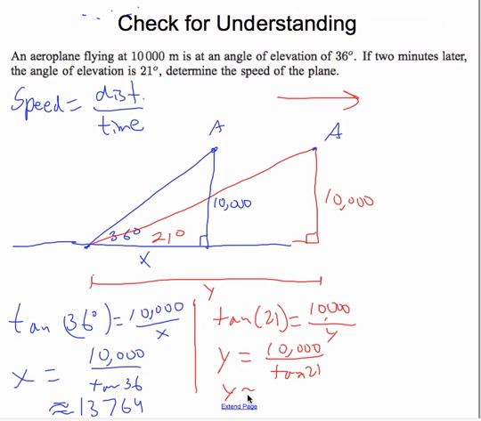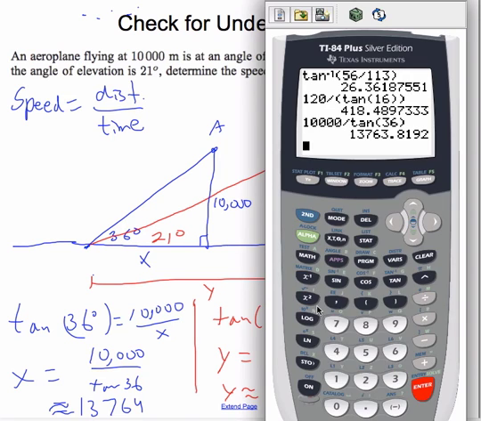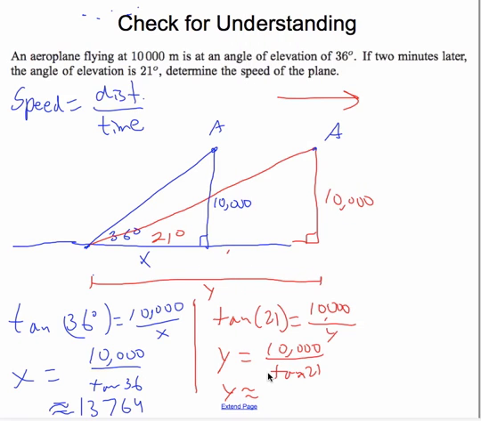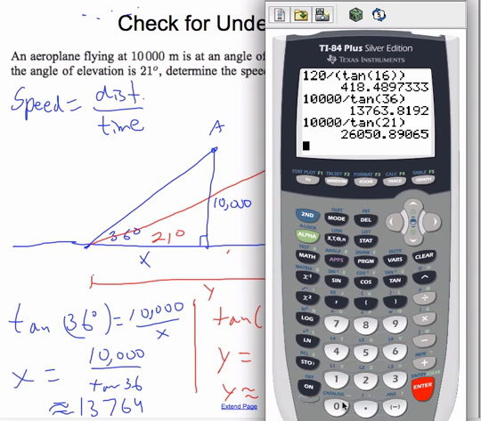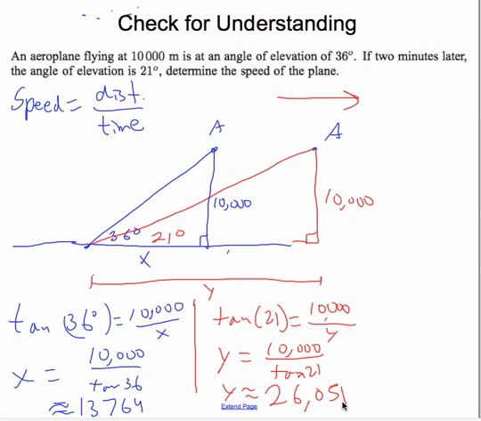And we're going to work out y with the calculator. 10,000 divided by tan 21. That's similar to my last calculation, so I'm going to do second function entry and just change this to a 21. Let's enter. 26,051. Yep. Okay, so that's that.